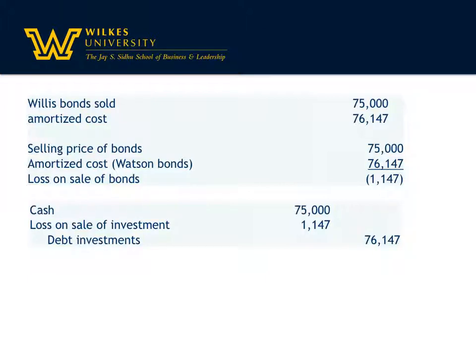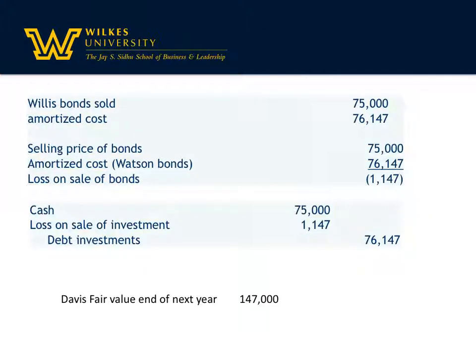because we are going to end up debiting the loss, and you debit a loss just like you debit an expense. You credit a gain just like you credit the revenue. So they're on the right balance side, and you've done everything you're supposed to. You've recorded the cash, you've recorded the loss, and you've removed the debt investments from your books.